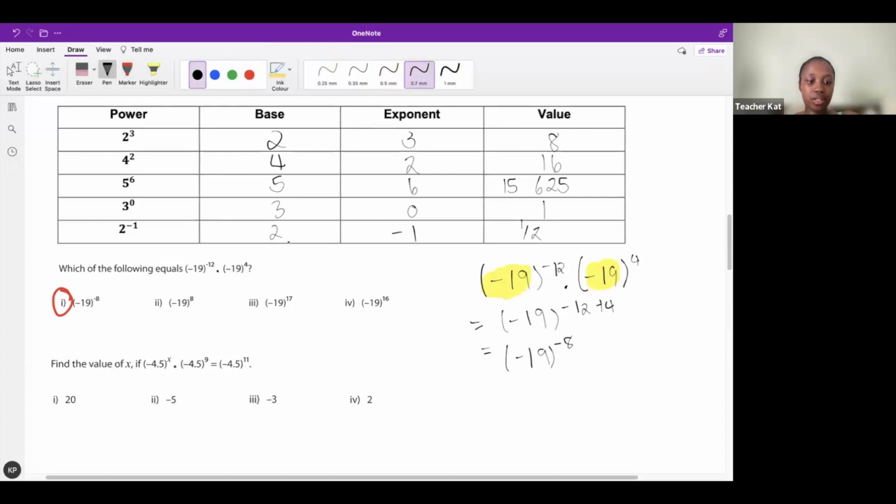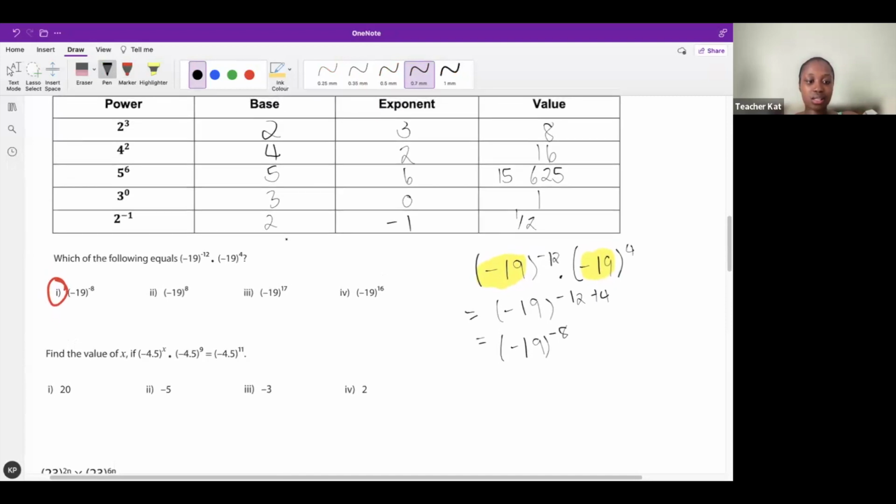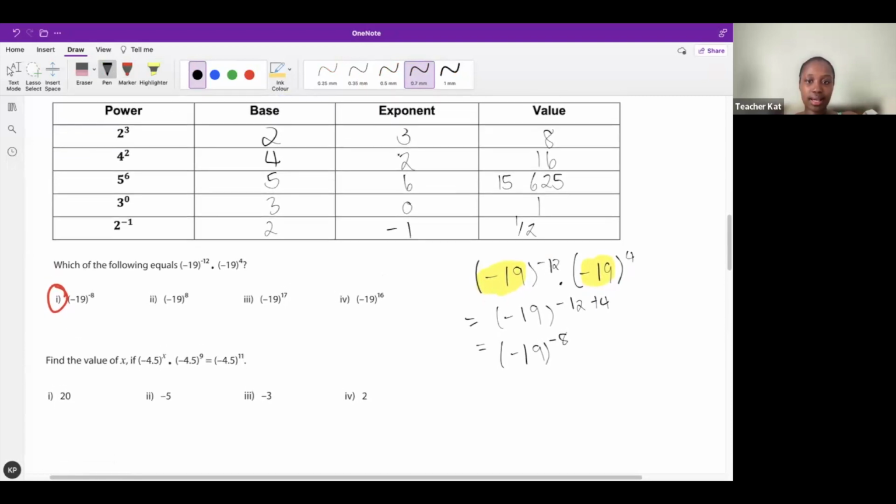Okay. Nice. Now we have one that's a little bit more interesting here. Okay, you can do it. So let's not freak out here. So we have: find x, the value of x, if -4.5 to the power of x times -4.5 to the power of 9 equals -4.5 to the power of 11.